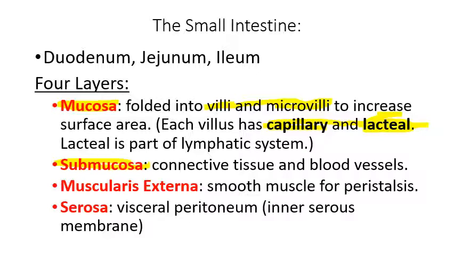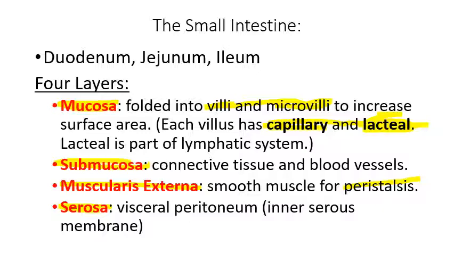And then beyond that, we have the muscularis externa, or the smooth muscles that are wrapped around the outside of the small intestine that are involved in peristalsis. And then we have a layer of tissue called the serosa, which is basically the inner layer of a serous membrane. So remember that you have a serous membrane that's surrounding the intestines, right? We talked about that earlier.